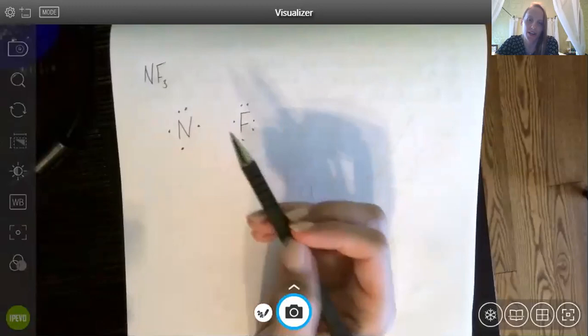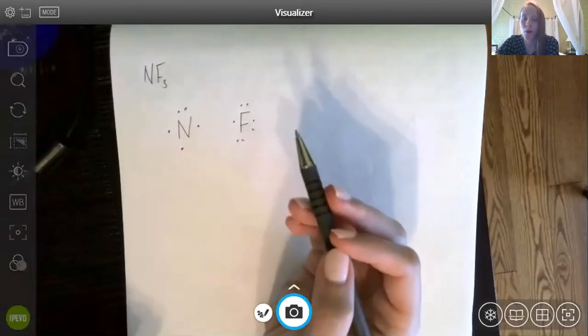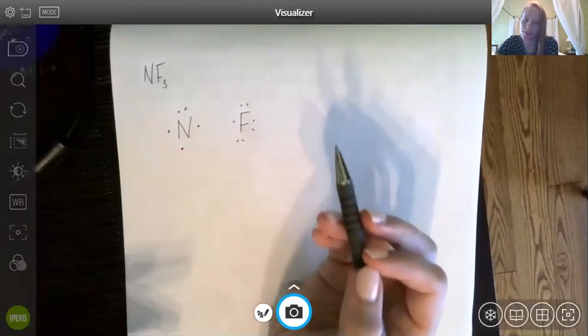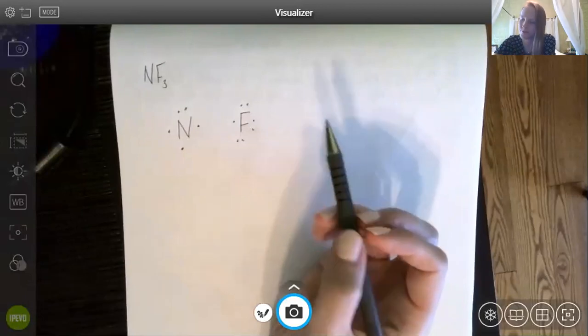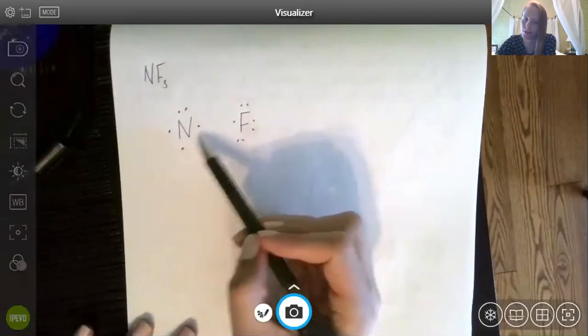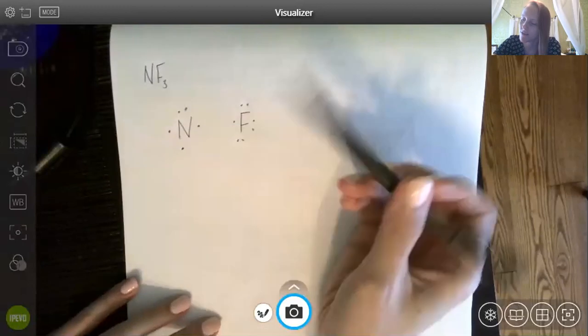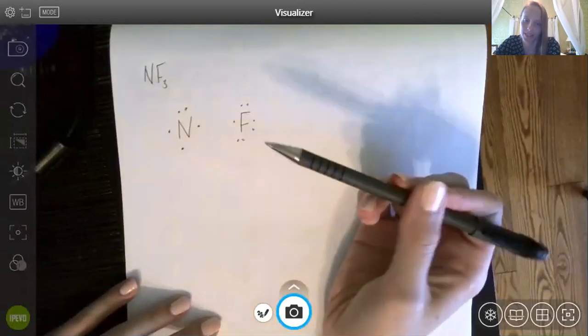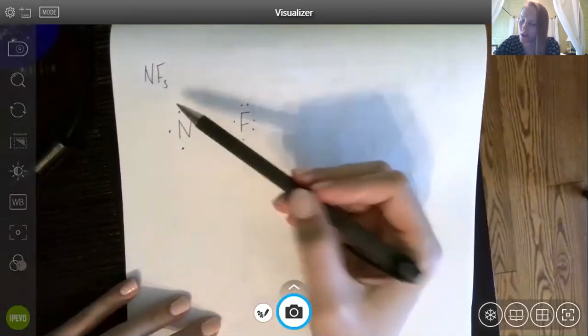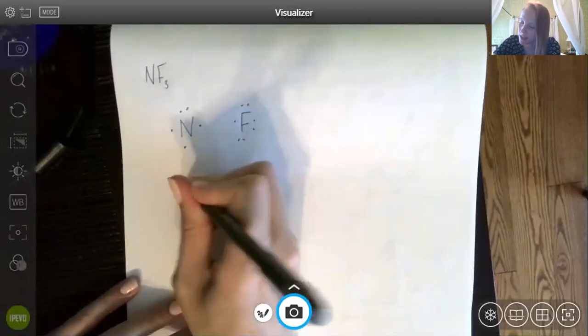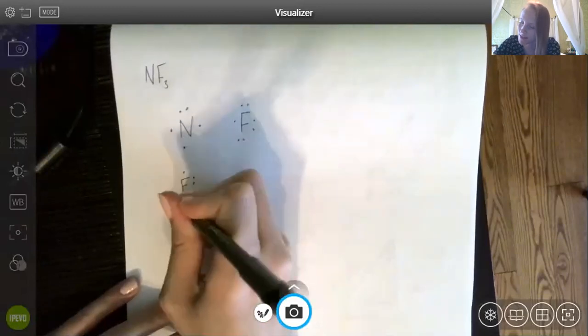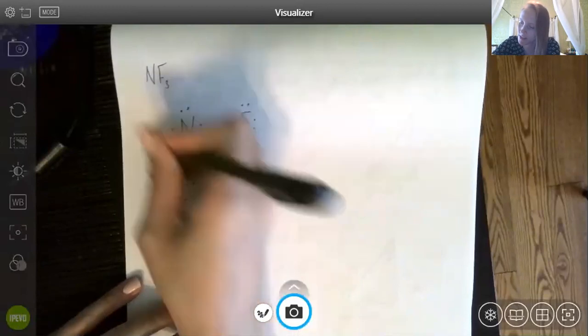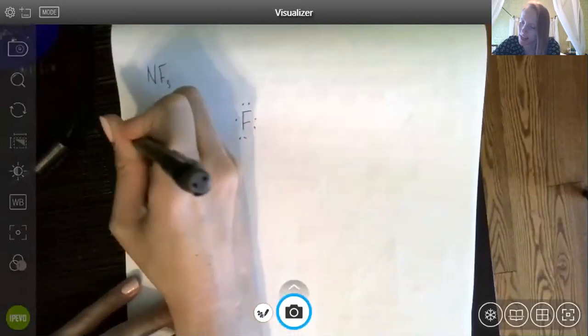And whichever atom has the most bonding sites, that's the one that you want to put in the middle. So nitrogen has 1, 2, 3 bonding sites. Fluorine only has 1 bonding site. That means our nitrogen should go in the middle. So I'm just going to put the fluorines with their 7 valence electrons around the outside, like so.